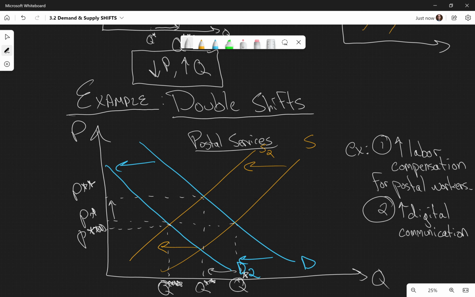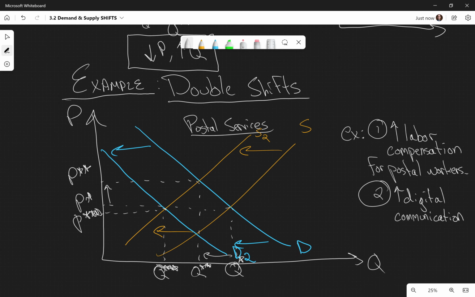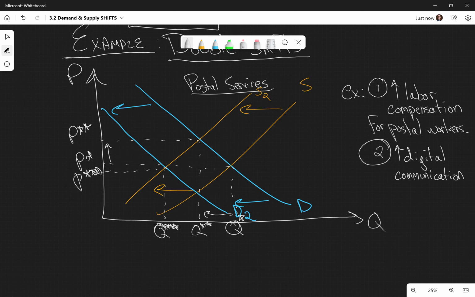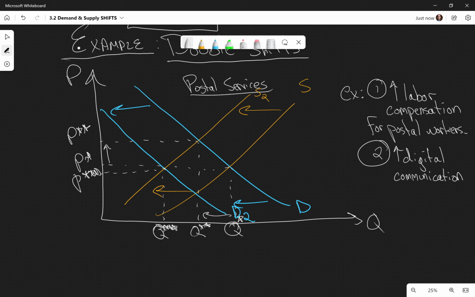Now, as a rule, whenever there are two shifts, that means we have less information about what's actually happening in the market. So if there are two shifts, that means that one of my changes in price or quantity is going to be unknown, just unknowable. So let's take a look at this. When I first shifted the demand, my quantity decreased. When I second shifted the supply, my quantity decreased.